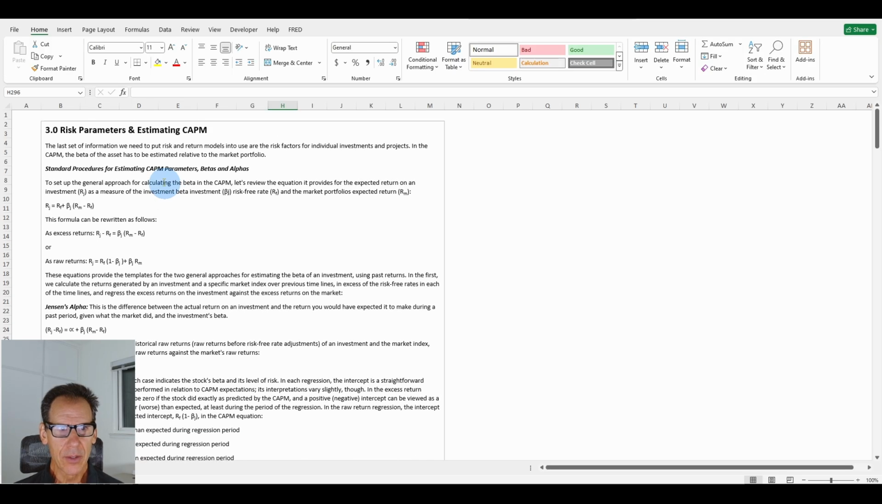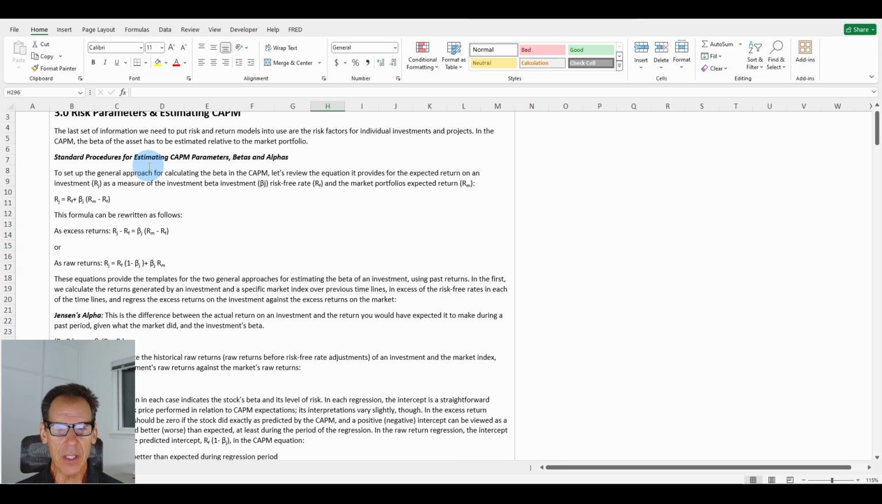The last set of information we need to put risk and return models to use are the risk factors for individual investments and projects. In the CAPM, the beta of the asset has to be estimated relative to the market portfolio. Standard procedures for estimating CAPM parameters, betas, and alphas.